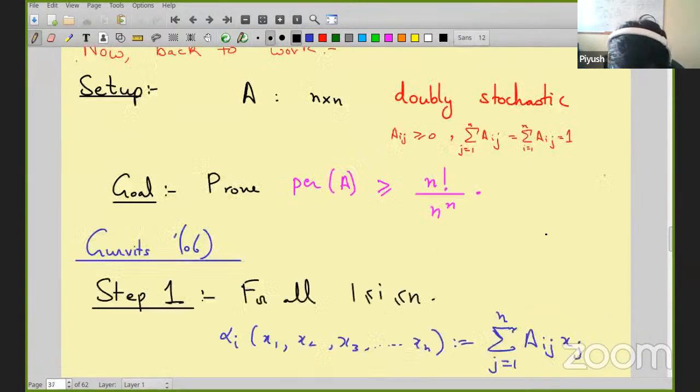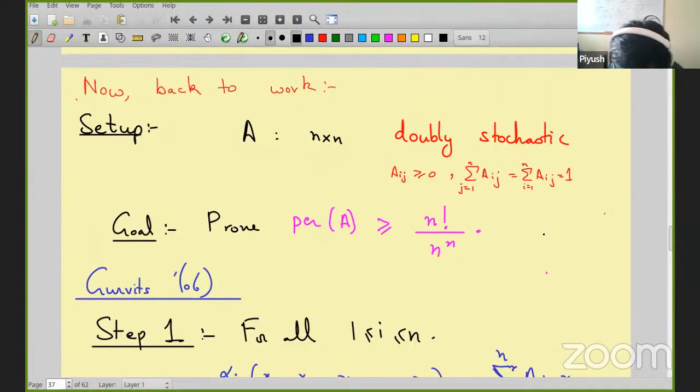Okay, so what you're trying to do is prove this fact that for any n cross n doubly stochastic matrix, Aij non-negative, summation Aij for all rows, all columns, the sum is 1. And the permanent is at least n factorial over n to the n.